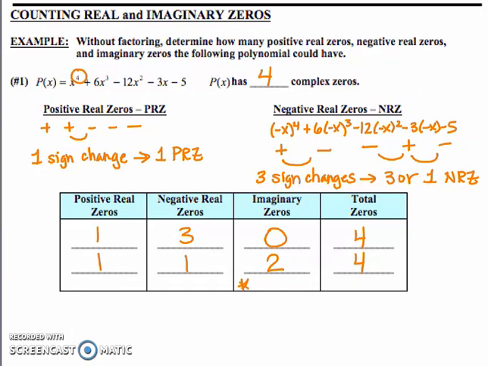And remember, I'm going to put this little note here. These are always going to come in even quantities, because we are always going to have pairs for our imaginary zeros. So they're always going to come in even quantities. So you should never have an odd number in your imaginary zeros column.